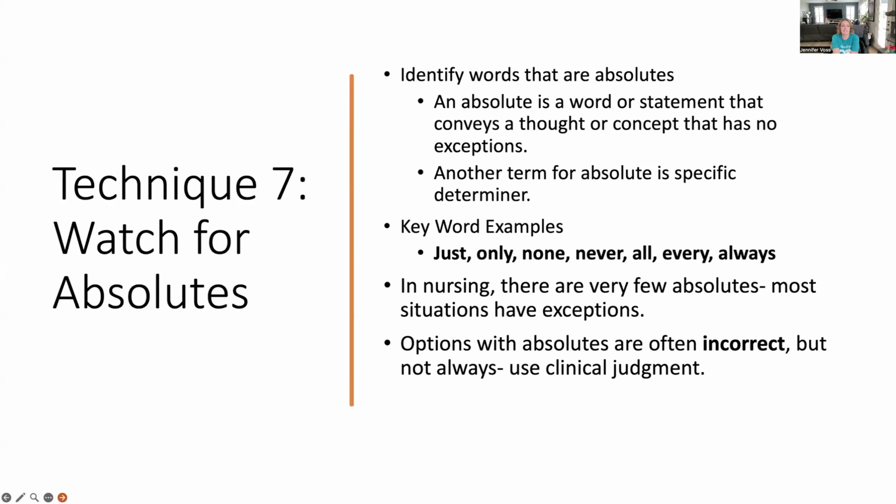All right, technique 7, watch for absolutes. So identify words that are absolute. Absolutes are words that are black and white, basically, right? So our keyword examples on this: just, only, none, never, all, every, always. So in the world of nursing, we have very few absolutes.